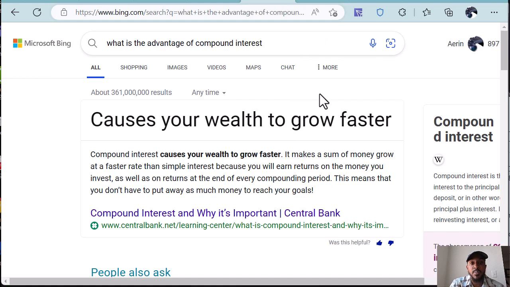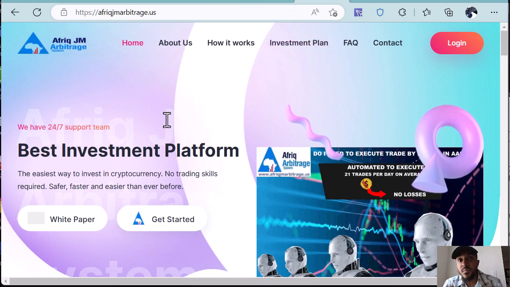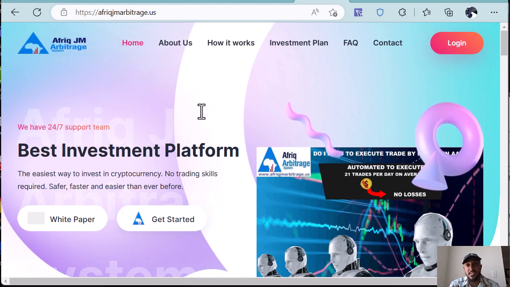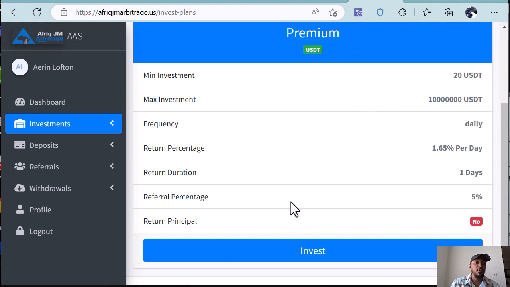So the investment platform that I am utilizing is called Afrique Arbitrage, and it trades in cryptocurrency. We make deposits and withdrawals with the USDT Tether coin on the TRC20 or Tron network. Now, if you don't know what any of that means, I didn't either, but guess what? It doesn't stop the fact that I'm earning daily. I'm up to $9 a day now. Minimum investment is $20 USDT. Maximum investment is 10 million USDT.